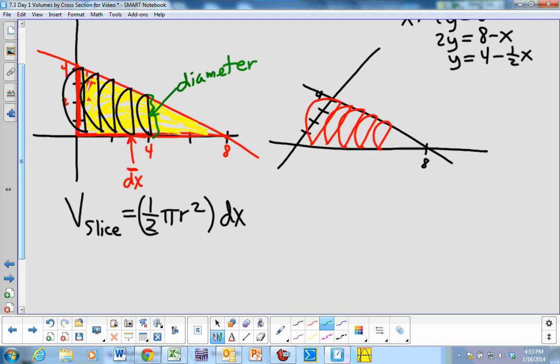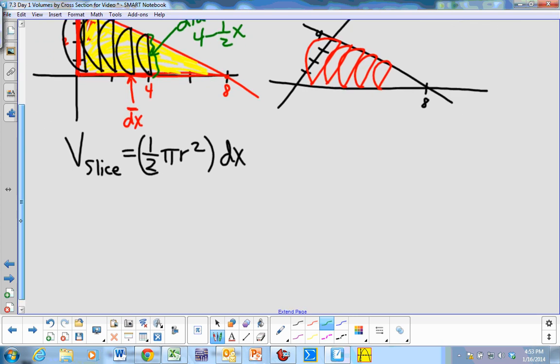Well, that distance is just the function. So the function, when we solved it for y, was 4 minus 1/2 x. That's the diameter. But we want the radius, so we need to take half of that. So that means we're going to have 1/2 pi, and instead of r, we're going to have half of 4 minus 1/2 x, which would be 2 minus 1/4 x, whole thing squared, dx.